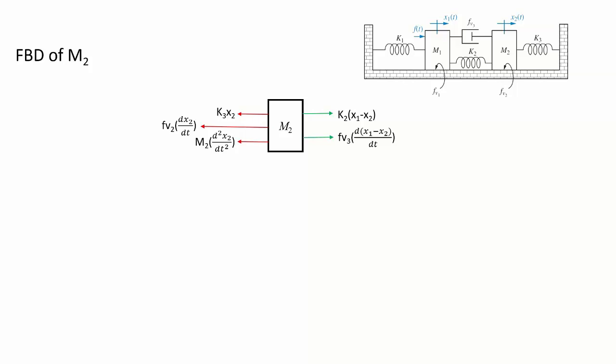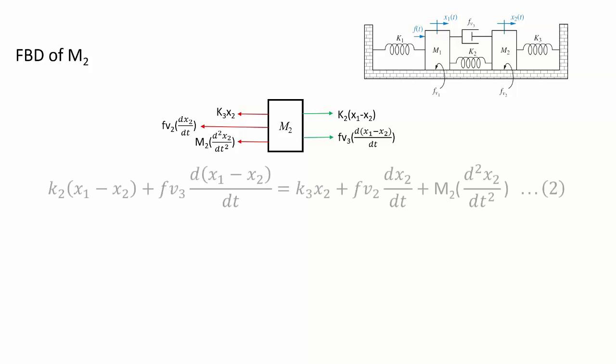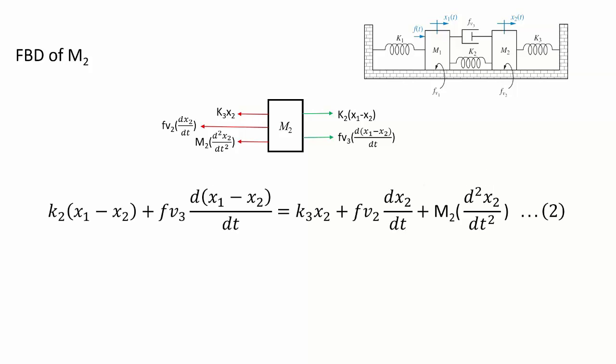So these are all the forces that will be acting on mass m2, and now we are going to equate the acting and the resisting forces together, so we obtain equation 2. On the left hand side of this equation 2, we have acting forces which will be equal to the resisting forces.